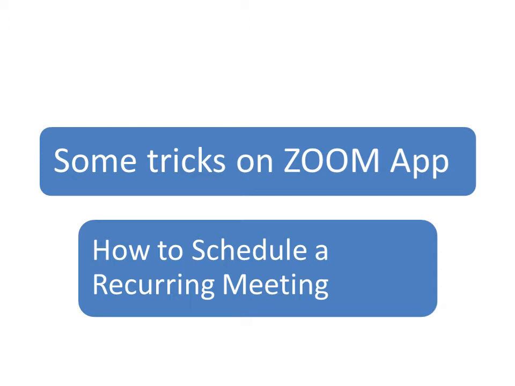Every time we need to schedule a meeting, there is an option called recurring meeting. Recurring meeting means you create a link, and whenever you want to start a meeting, just copy the invitation and share it in the group. Time will start whenever you start the meeting. Now, how to schedule a recurring meeting?